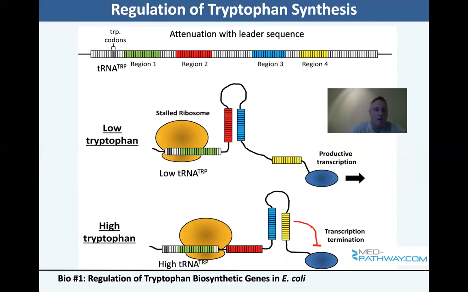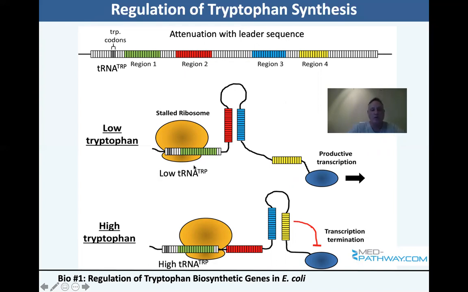So what would happen then is by having this leader sequence endowed with a number of tryptophan codons, and in fact, tryptophan is kind of a rare amino acid. So having several tryptophan codons in the leader sequence is kind of an interesting regulatory feature. So under low tryptophan conditions, you'd expect there to be low tRNAs loaded with tryptophan.